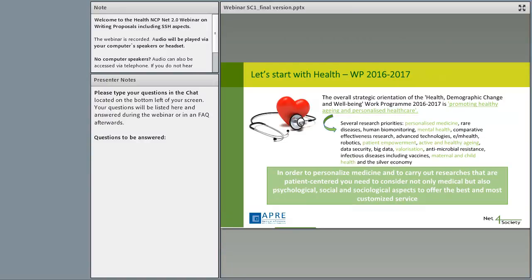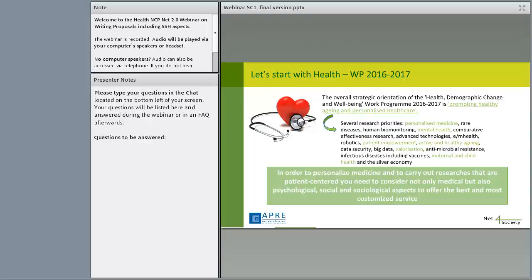Again, with health, we can see that in the work program 2016-2017, the overall strategic orientation of this societal challenge number 1, health, demographic change and well-being, is promoting healthy aging and personalized healthcare through several research priorities and activities: personalized medicine, mental health, patient empowerment, active and healthy aging, valorization of people, maternal and child health. All these aspects are a mix of a lot of socioeconomic aspects, and with these strategic objectives and definitions, we can understand that health is not only medical, not only physical, but also a social issue.